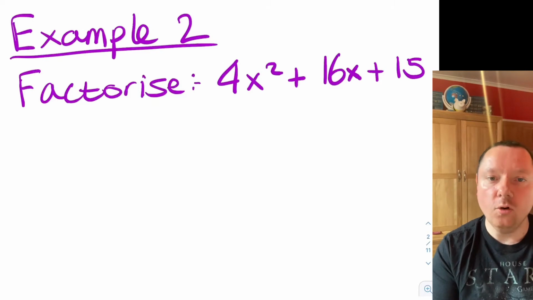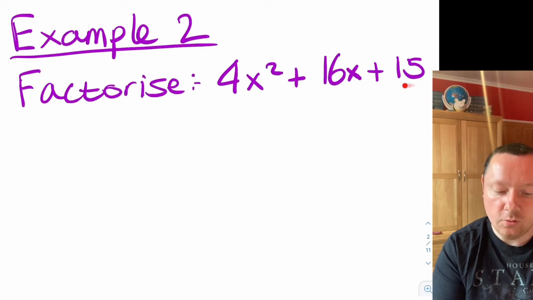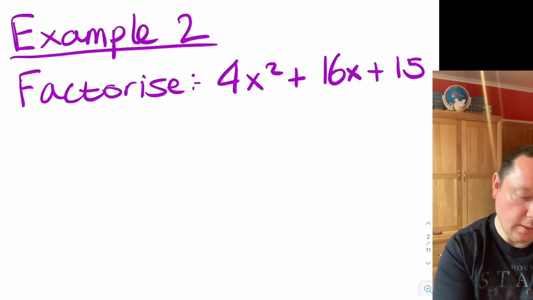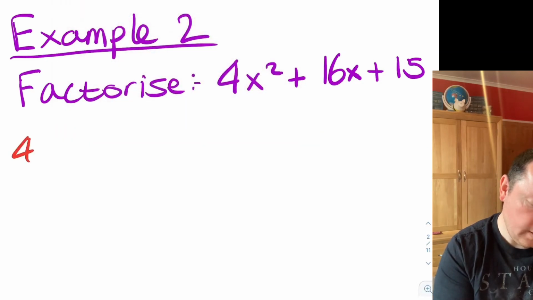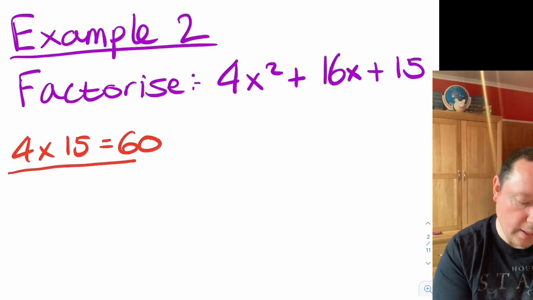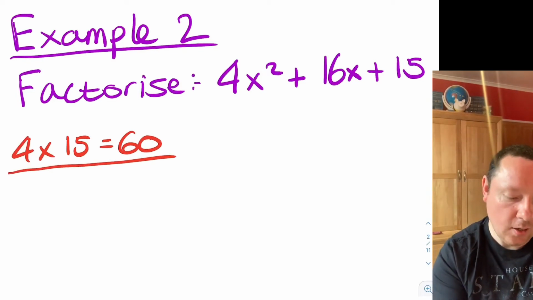So I can now move on knowing that it is double brackets and go through the steps to actually get the answer. So remember, our first step is to times the first number in front of x squared, 4, by the last number on its own, 15. So I do 4 times 15. So 4 times 15 equals 60. 60 is now my key number. I list the factors of 60 to see which pair will add up to 16, the middle number.